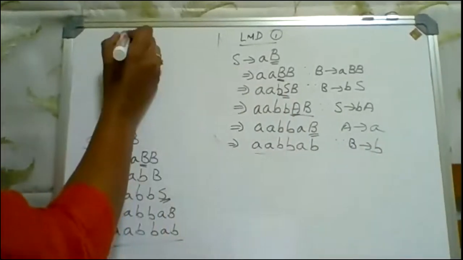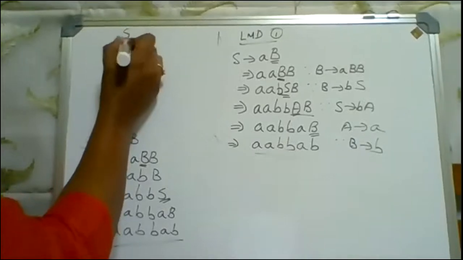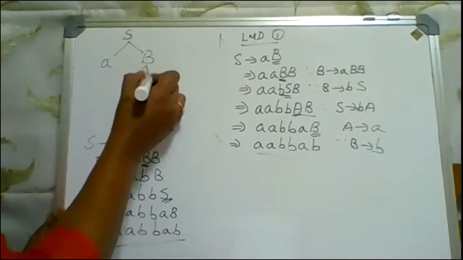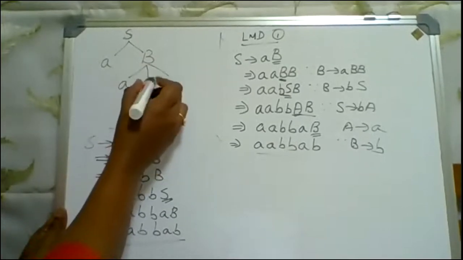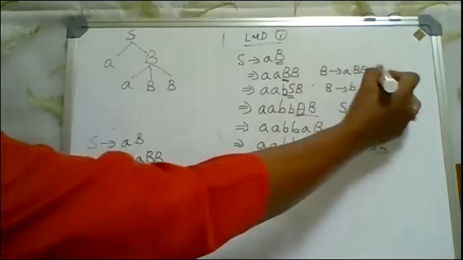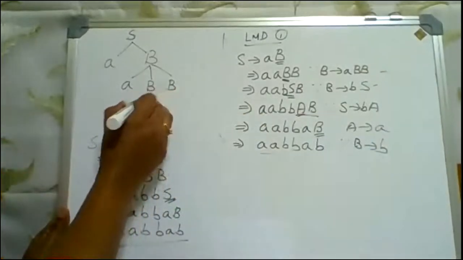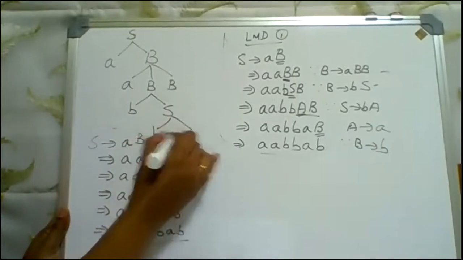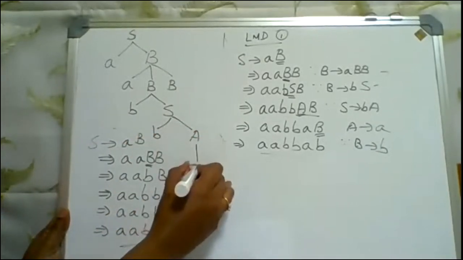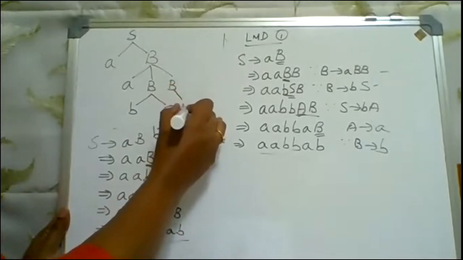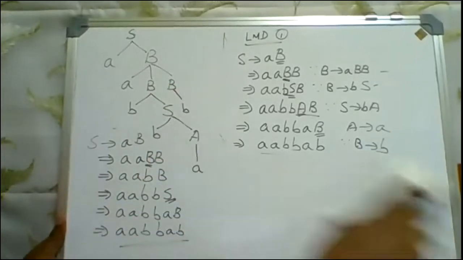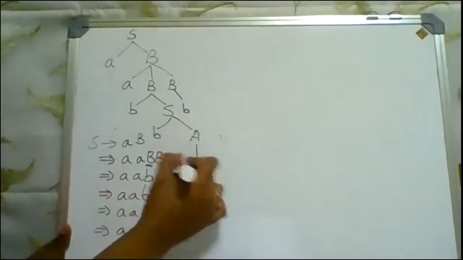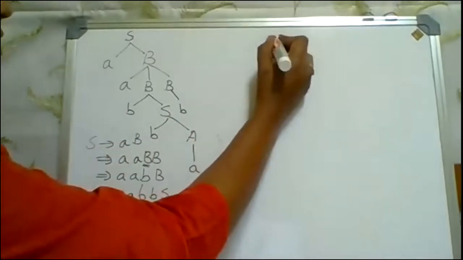Here, this S is deriving AB. B is replaced with ABB. Again, in the next step, this B is replaced with BS, and S is replaced with BA, and A is replaced with A, and this B is replaced with B. Again, let me erase this. Next, the parse tree for LMD2.